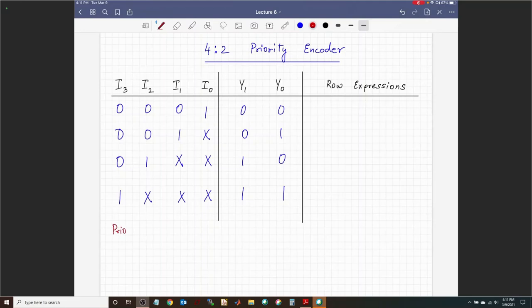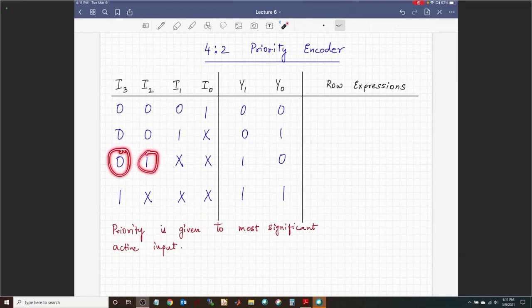Priority, when you say priority encoder, how are you coming up with this priority? Priority is being given to the most significant active input. For example, if you have I2 is active and I3 is inactive, that's it. You have to give priority to I2. You don't even care about what is below that. You don't give priority to them. You don't even consider them. You will give priority to the most significant active input. For example, if your I3 is active, that's it. You don't even care about what's below that. So that's what we are assigning priority as. Priority is being given to the most significant active input.